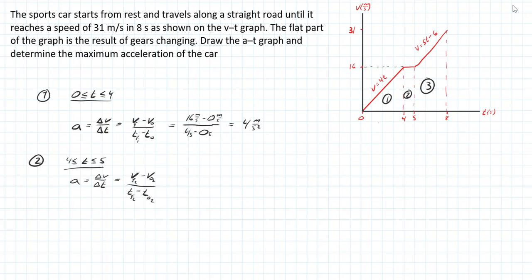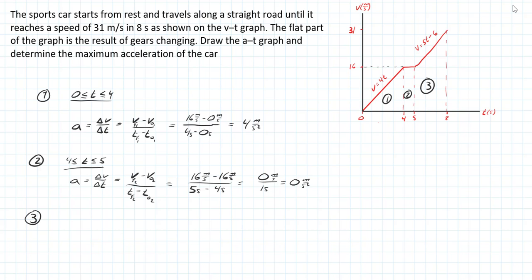Here we have our final velocity of 16 meters per second, minus 16 meters per second, divided by the final time of 5 seconds minus 4 seconds. What we see here is 0 meters per second divided by 1 second, and that gives us an answer of 0 meters per second squared. So we see it's flat, the velocity is not changing, and we know in fact that we're not going to have acceleration.